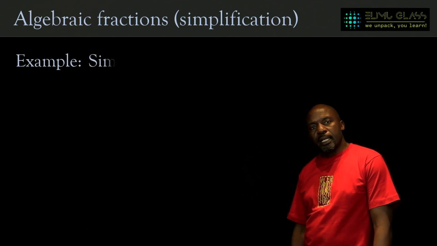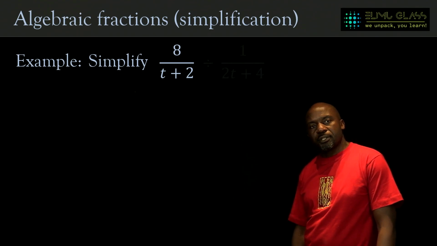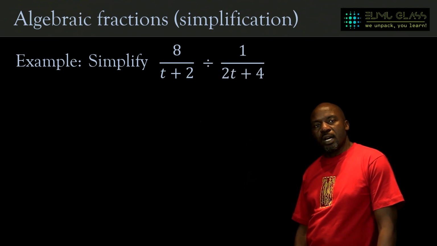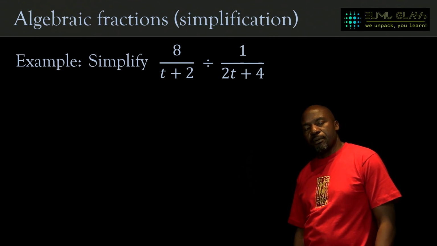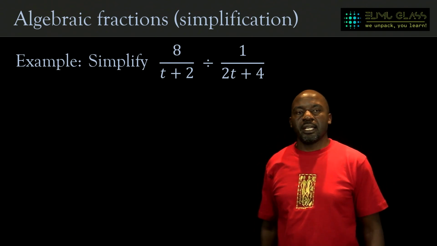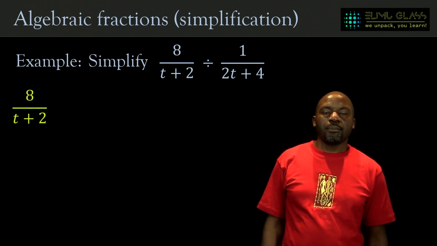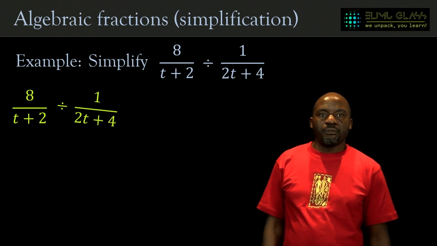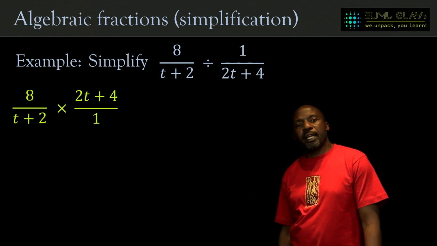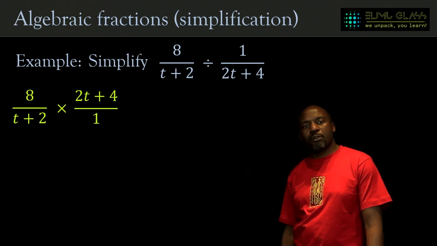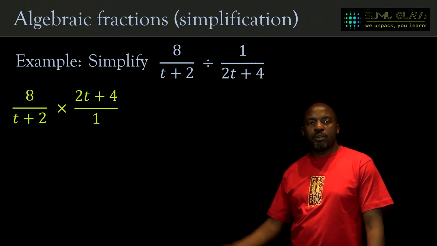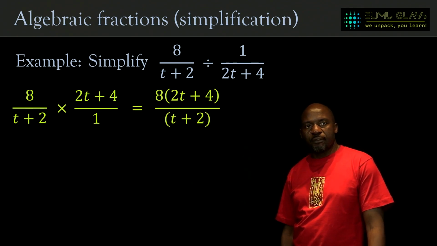Right. Here's another example. This time it is 8 over t plus 2, and we are dividing by 1 over 2t plus 4. Now in division we said we flip the divisor. So the second fraction there is the divisor, so we need to flip it up. We end up with the 2t plus 4 going to the numerator and 1 going to the denominator. And then we just multiply as normal. So we have 8 into 2t plus 4, everything over 1 into t plus 2, which is just t plus 2.